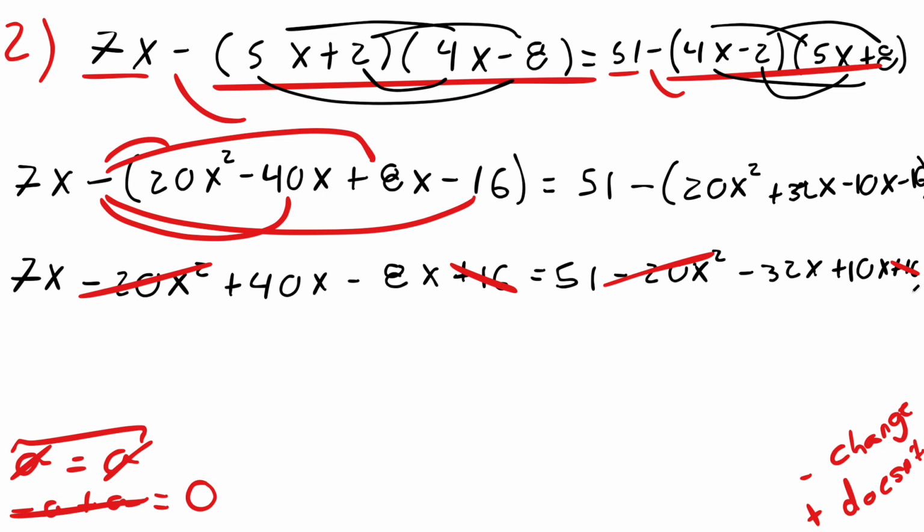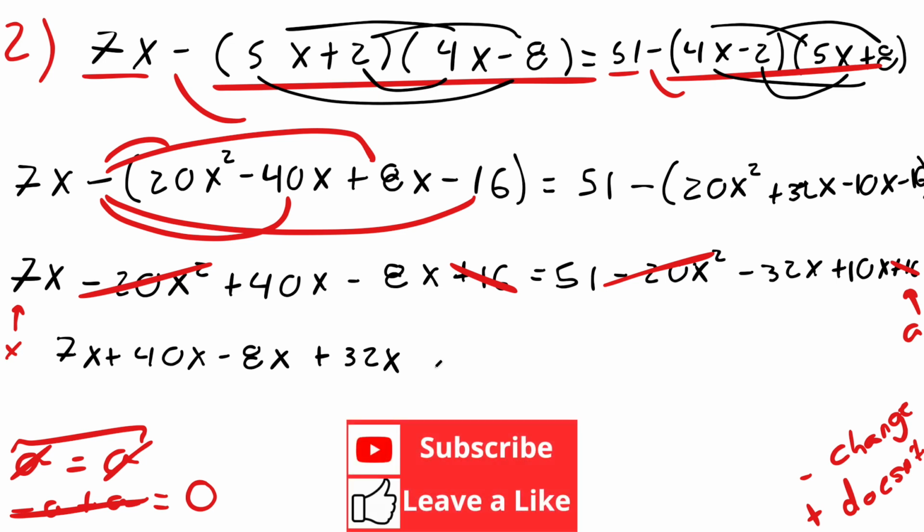Let's start writing it all again, but remember, one side for the variables, so x, and one side for the constants. 7x plus 40x minus 8x, and then we have to pass some variables from the other side. Minus 32x passes to the other side to become a plus 32x. And the positive 10x will pass to the other side to subtract. So minus 10x, and that is equal to 51.